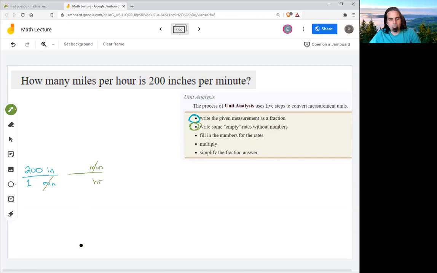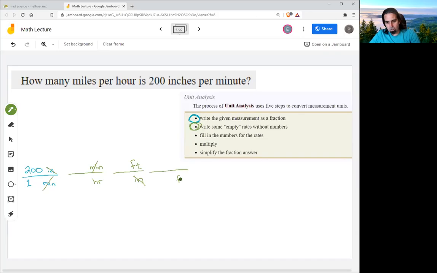We got hours, we're happy. Okay, now we need to deal with the inches. There's inches in the top. I need to put inches in the bottom. Now, I don't happen to know how many inches are in a mile. Maybe you do, but I'm gonna be me. I don't know that one off the top of my head. I know how many inches are in a foot, though. So now my inches have canceled, and I'm working with feet.